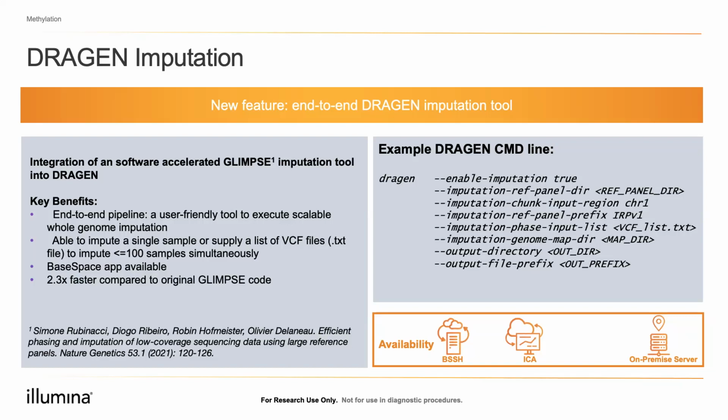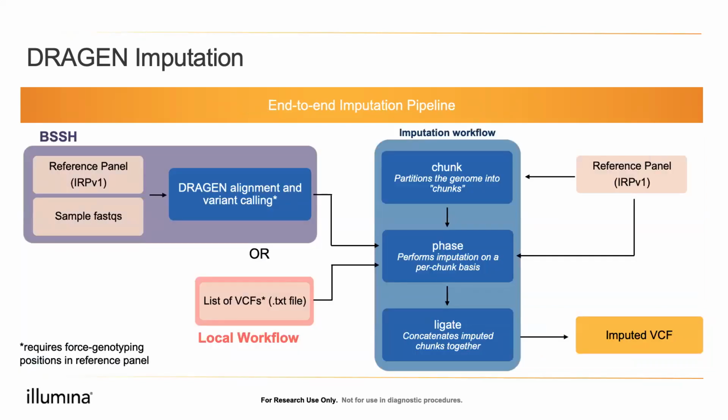We have a BaseSpace app that's available for running this imputation workflow. And as mentioned, it's about 2 times faster than the original GLIMPSE code. So if you're running the workflow on BaseSpace, you can take in your sample FASTQs as well as the Illumina reference panel, and then perform DRAGEN alignment and variant calling, which then gets fed into the imputation workflow. Or if you're running the workflow with the local DRAGEN server, you can take in directly the list of VCFs in a text file format.